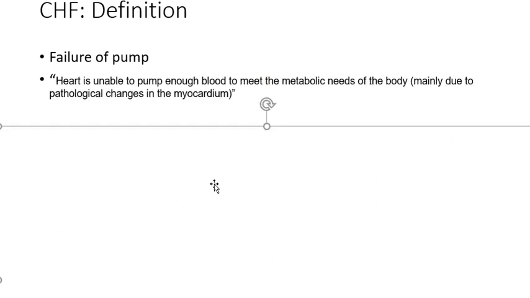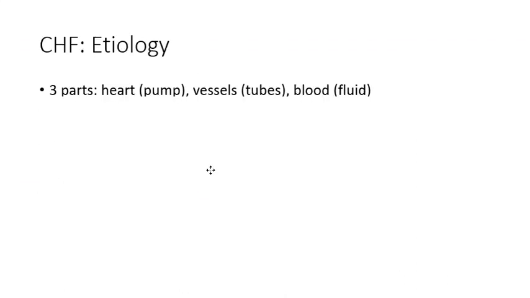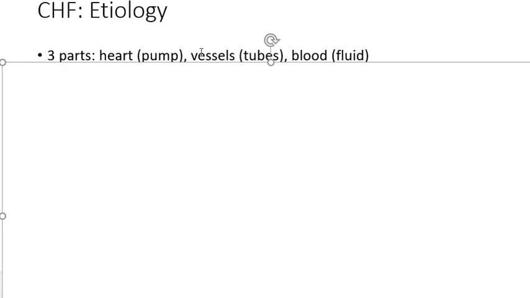So next up is what would cause this heart failure. This would be the etiology. The cardiovascular system is made of three parts: the heart, the vessels, and the blood. It's like a system of pumps and tubes. The heart is the pump, the vessels are the tubes, and the blood is the fluid which goes through those tubes. A problem in any part of these may lead to heart failure.